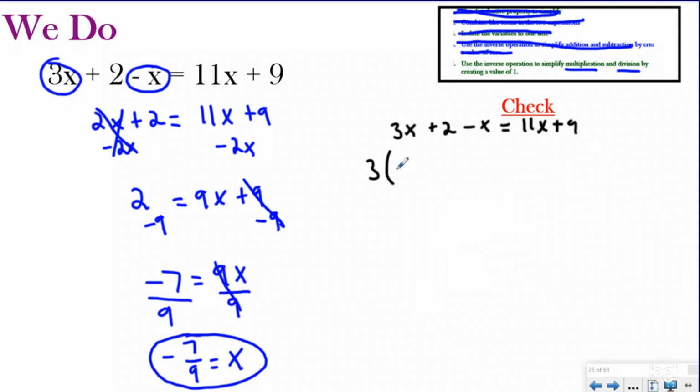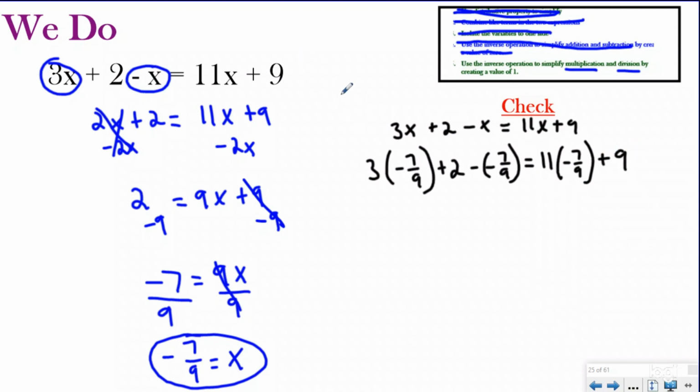So I have 3 groups of negative 7/9 plus 2 minus a negative 7/9, okay, is going to equal 11 times negative 7/9 plus 9. Now if I go ahead and solve it, this would be negative 21/9 plus 2, and then my two negatives right here are going to make a positive, so plus another 7/9. And this is going to be negative 77/9 plus 9, okay?